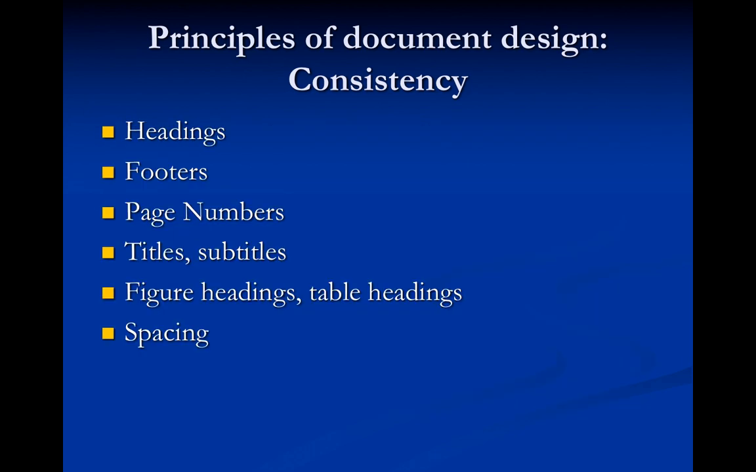Some of the things again to look for: headings and footers, page numbers. Make sure the page numbers are in the same place on every page. Also, obviously, font size, font type. So titles, subtitles, make sure they're all the same font type, font size. Figure headings, table headings, make sure they're in the same place. Also, make sure that the spacing throughout the document is the same. So that includes line space, and then the space between paragraphs, the space between images, the space between a figure heading and the image itself. These are all things that you have to be aware of. So absolutely every element needs to be checked, and you need to make sure that they're all consistent throughout.